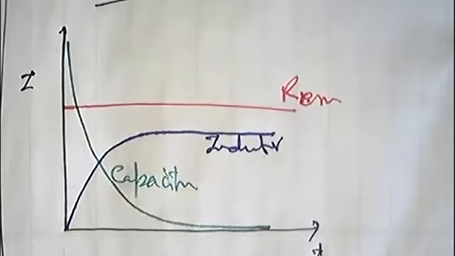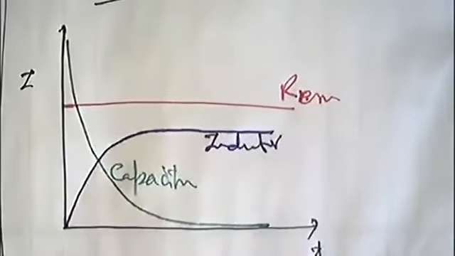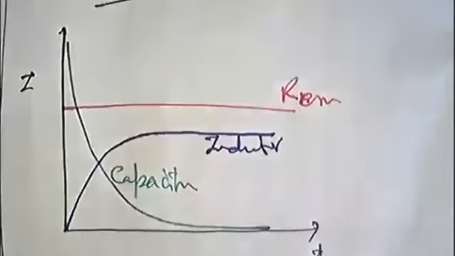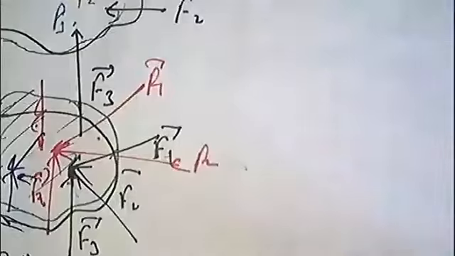But their behavior in AC circuit is different. We will discuss these behaviors one by one. First, the simplest one: behavior of pure resistor in AC circuit.